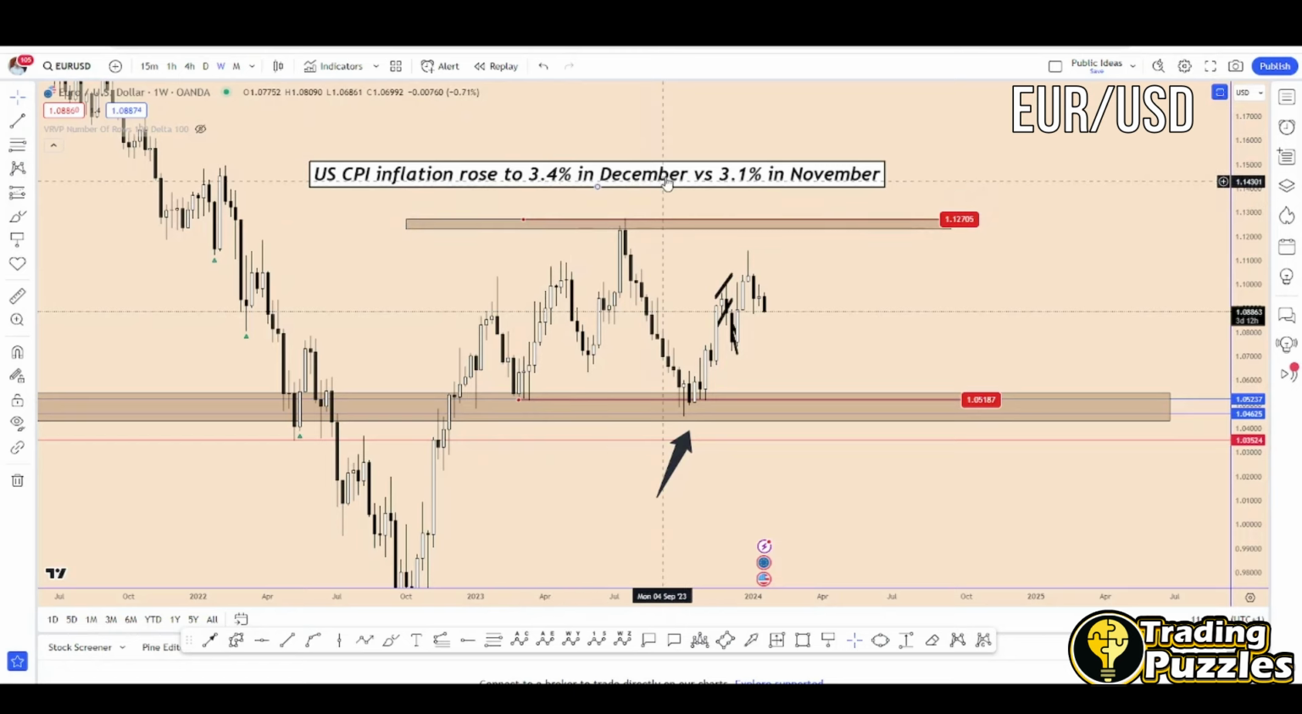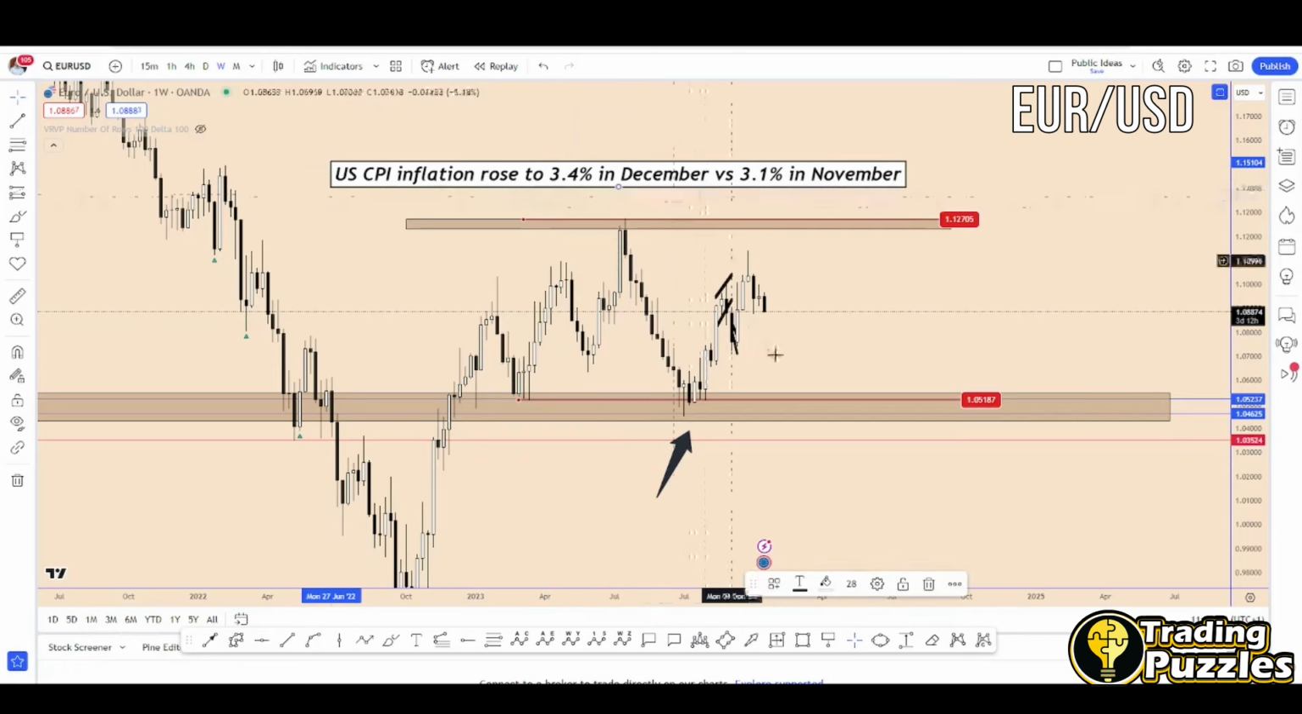But on the other hand, they may keep on hold for a longer period of time until the Fed will see more price stability. This is very important, and this is what the market is doing at this moment. So the market is pushing EURUSD down, considering this indicator and the Fed expectations.